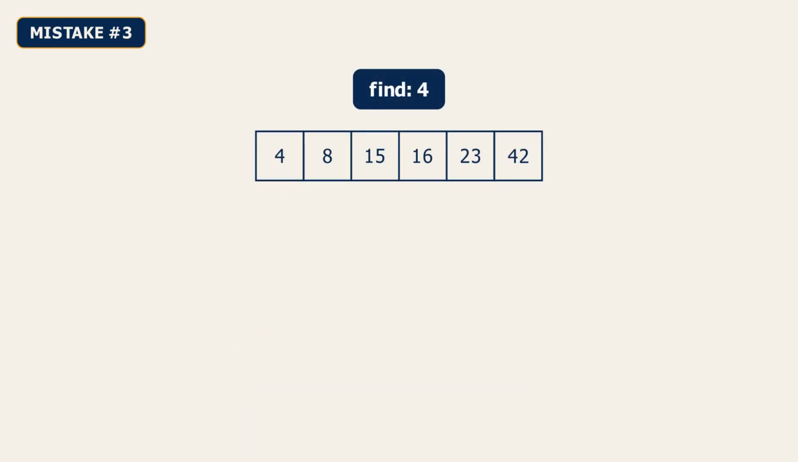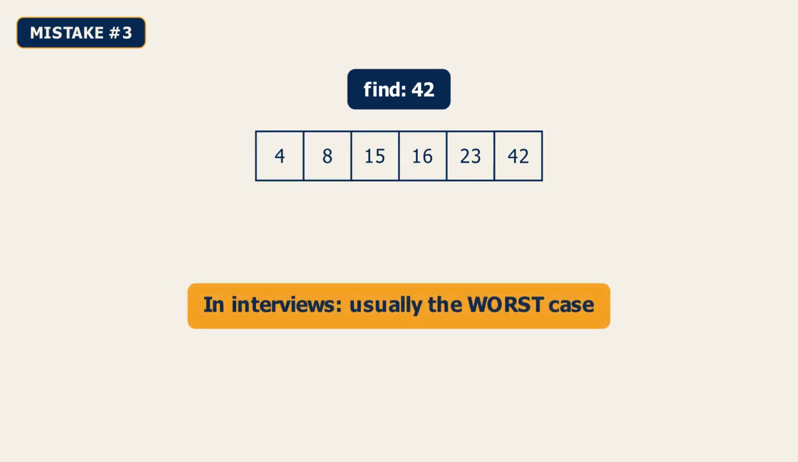Number 3, quoting your lucky day. Sure, linear search might find the answer in the first box, but Big O describes the worst case. The target hiding in the last box or missing entirely. When an interviewer asks for complexity, they mean the guarantee, not the good luck. If you want credit for the average case, name it explicitly. Precision here is what separates memorizers from engineers.